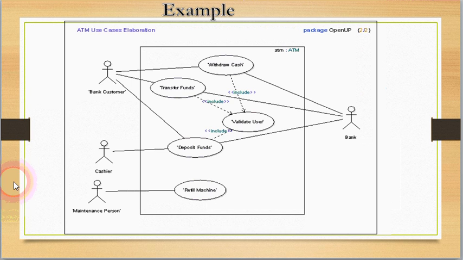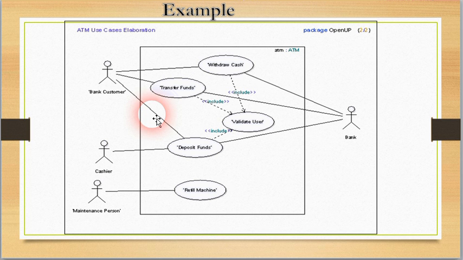Finally, this is a simple example for an ATM, automated teller machine. As we see here, we have 4 actors: bank customer, cashier, maintenance person and bank, and 5 use cases. And we have 3 include relationships and also the associations between actors and use cases.